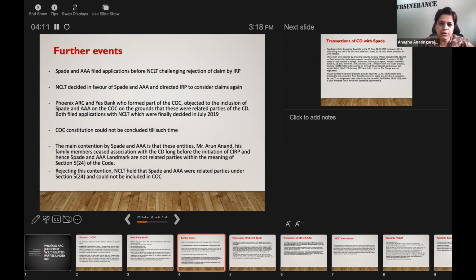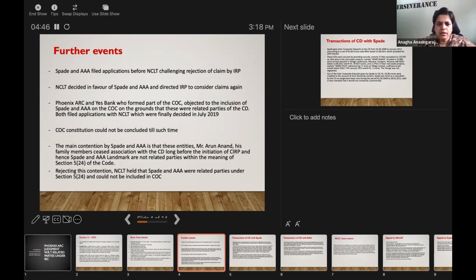Now in July 2019, finally, the NCLT decided the applications filed by Phoenix ARC and Yes Bank on the inclusion of Spade and AAA. Now the main contention by Spade and AAA in response to these applications was that Mr. Arun Anand, from the Anand family, had a lot of transactions with all these group entities, out of which Spade and AAA were there, and there were also a lot of transactions of the CD with Spade and AAA.